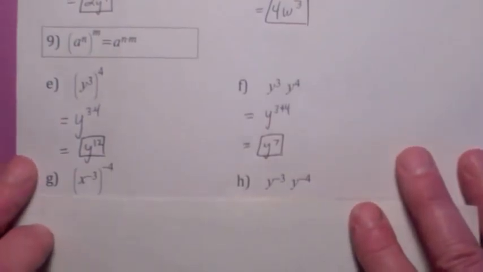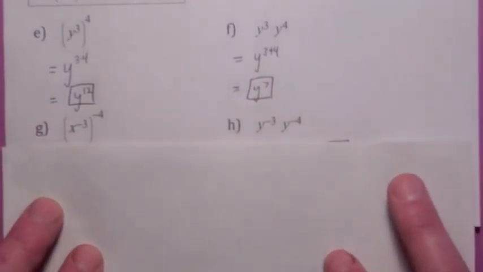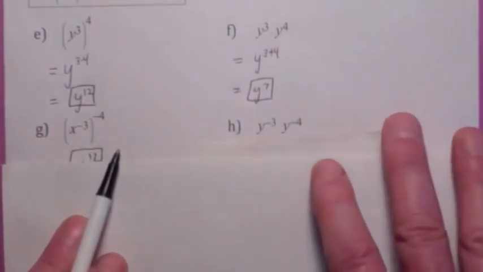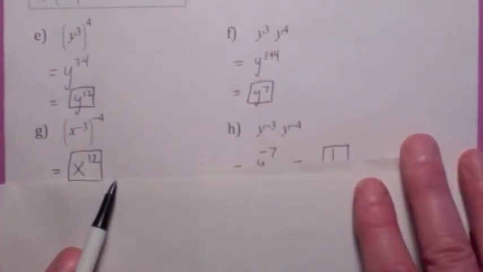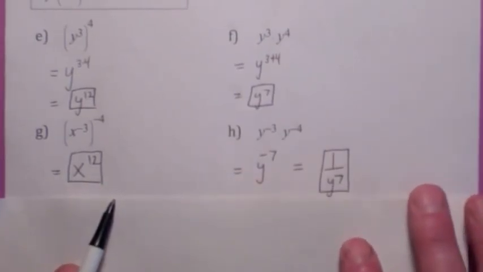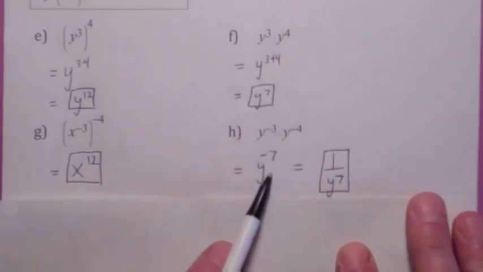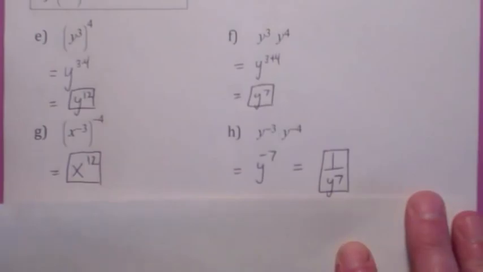By the way, these rules apply with negative exponents as well. You see, when you have x to the negative 3rd raised to the negative 4th, you multiply the exponents and get x to the 12th. Here, when you have y to the negative 3rd times y to the negative 4th, you would keep the base the same, add the exponents, and you'd write your final answer as 1 over y to the 7th.